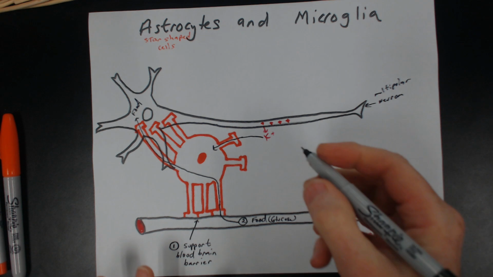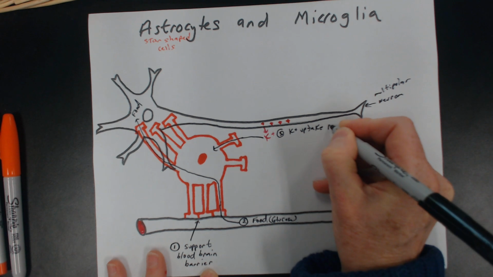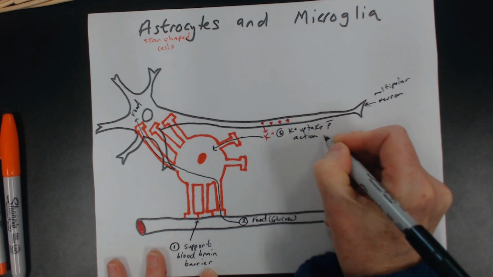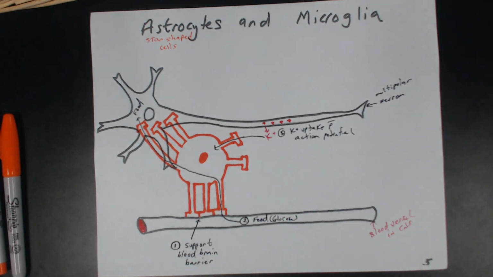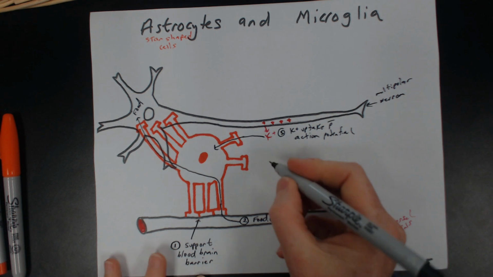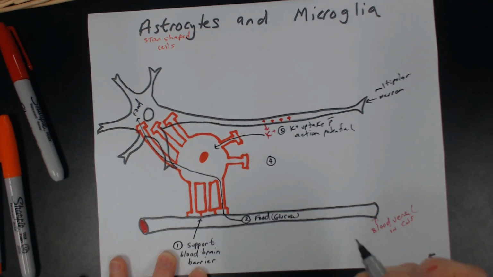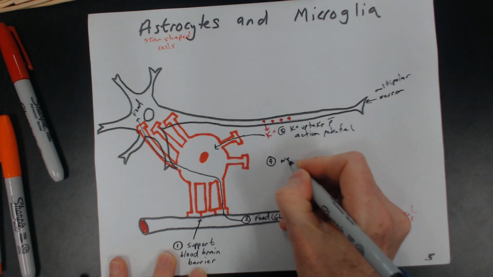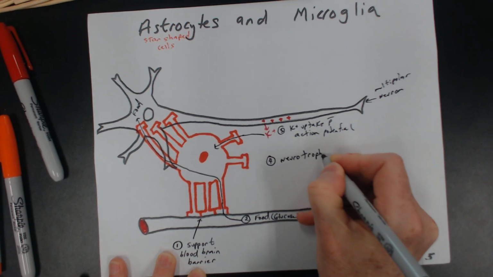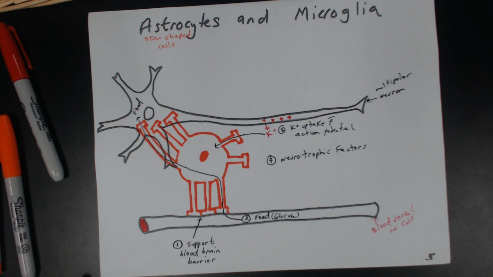Okay, so the third function is going to be potassium uptake after an action potential. It just helps keep that extracellular space more neutral. So the astrocyte just sucks up that extra potassium, gets it out of the way. And there's one more function, we'll put it here. That's a job of the astrocyte, and that's going to be the release of something called neurotrophic factors.